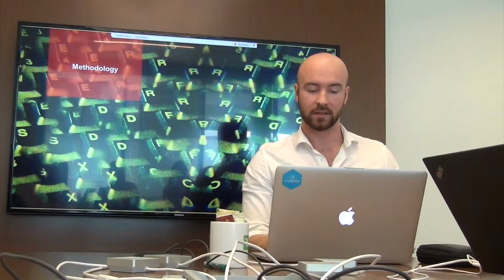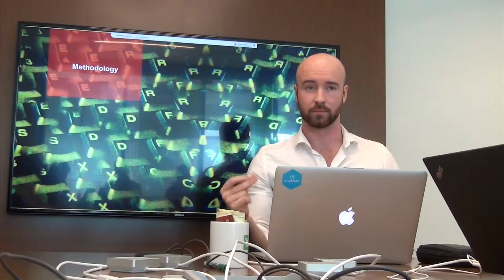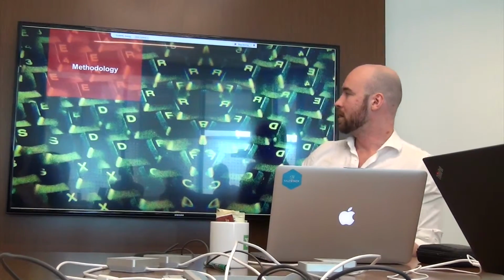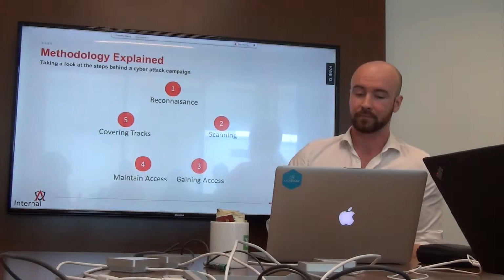So the steps behind hacking, your typical hacking campaign. This doesn't have to happen for every single hack out there, but this is pretty much the steps that every penetration tester like myself would do when testing the security of a corporation. So one of the first things that we would do is reconnaissance.